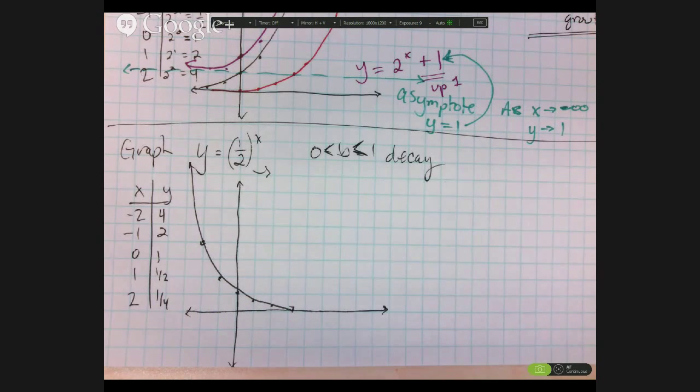All right, so that's an exponential decay when b is between 0 and 1. Here's an interesting question. Does that graph have a vertical asymptote? Negative 3? Can I plug negative 3 into this? No. It's not vertical. It has a horizontal. We've established that. There is no.